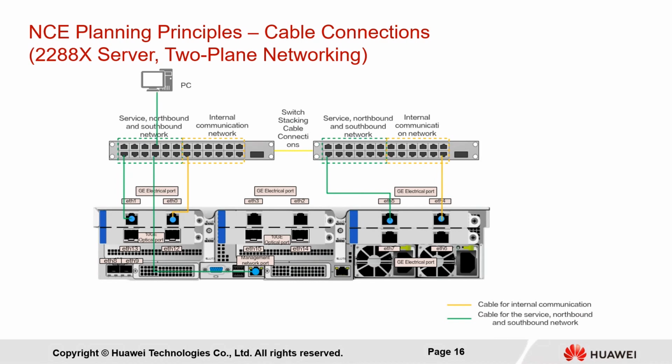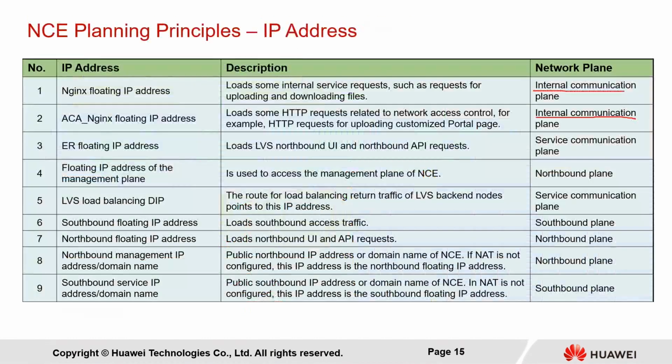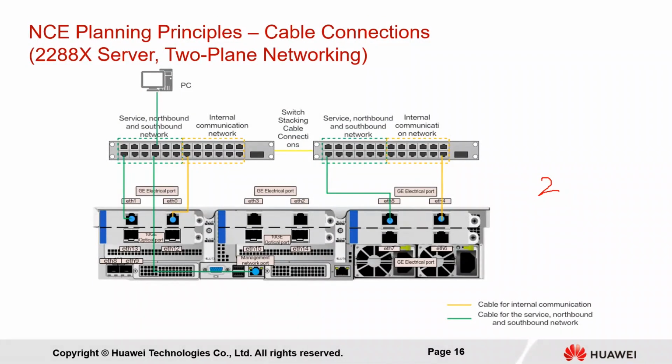Then how do I connect NCE servers to switches and connect them with the PC used for installation? So let's look at this figure. It uses two-plane networking as an example. So remember the two-plane networking we just introduced. The two planes are the internal communication plane and then the combined plane. We're using this one as an example. As you can see here, the internal communication plane is independently used. The yellow one is the internal communication plane.